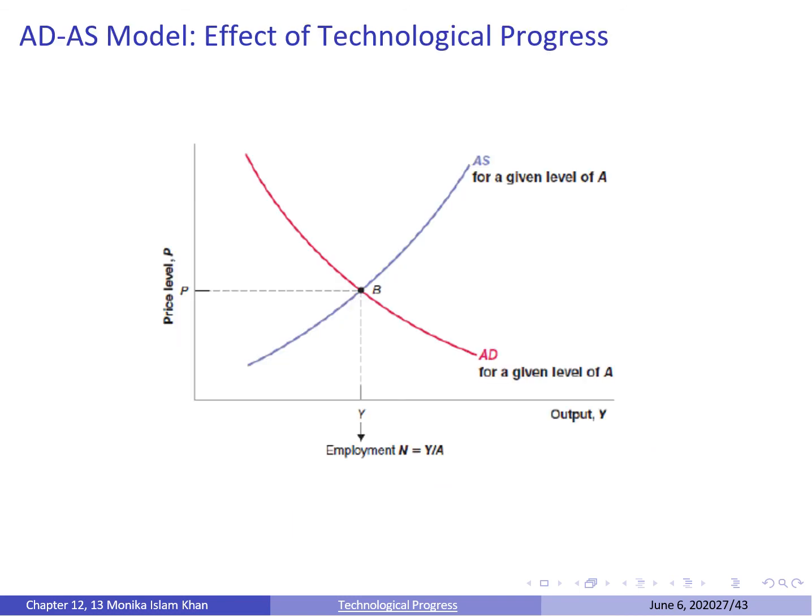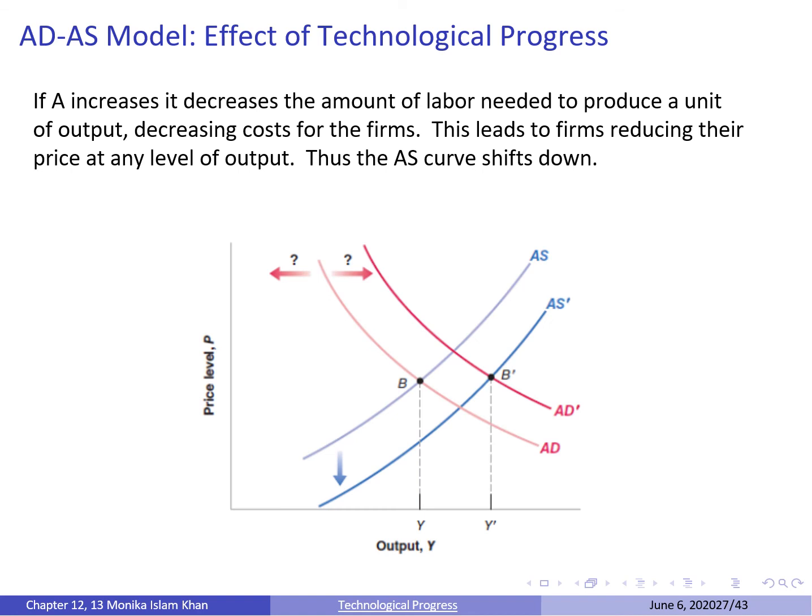Now let's look at the impact of an increase in technological progress or current state of technology in the aggregate demand, aggregate supply model. Following an increase in the current state of technology, both aggregate demand and aggregate supply curves will be affected. If technology increases, that decreases the amount of labor needed to produce a unit of output, thus decreasing cost for firms. This leads to firms reducing their price at any given level of output. Thus, the aggregate supply curve shifts downwards.